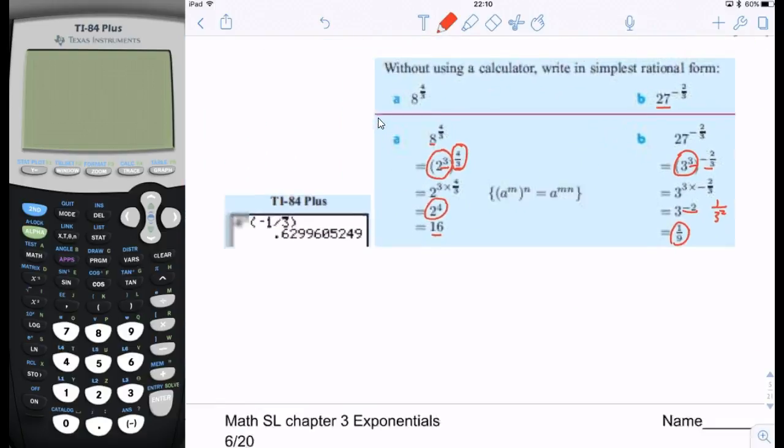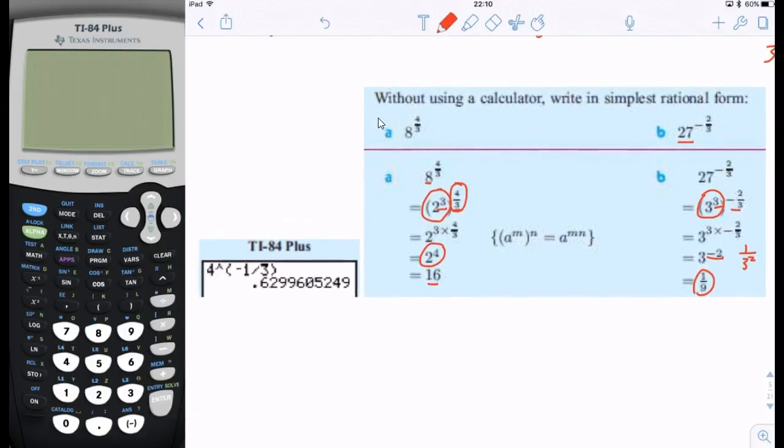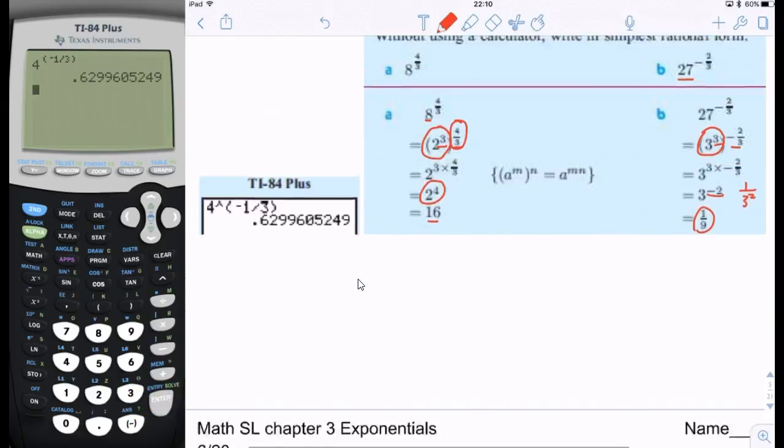Okay? All right. And then it just shows you how to do it on the TI-84, how do you do a rational exponent like that? You just use the caret here, and then you put in parentheses, like negative, use the negative, not the subtract sign. Okay? And that's it for page 5.